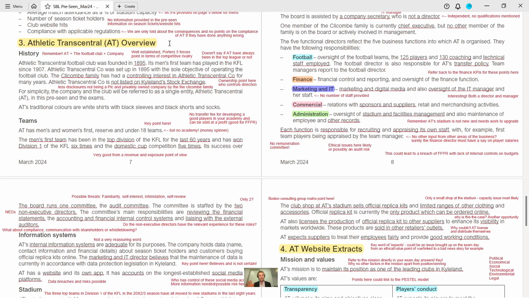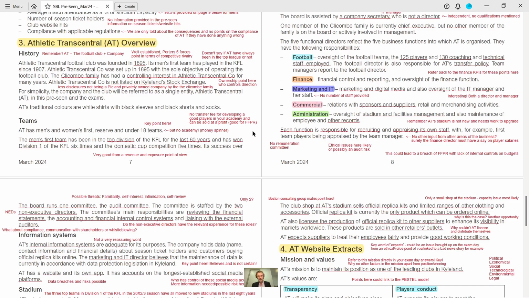We're also told it's not listed, so you can't just simply go buy stocks on the stock exchange for the football club itself. It's a privately owned business by the Clycombe family. Another flip side is that, because it's not a PLC and not on the stock exchange, we actually might have fewer disclosures as a result, so the actual company accounts won't be as tricky. But again, I'm speculating on these things. Who knows if they were going to throw that in.